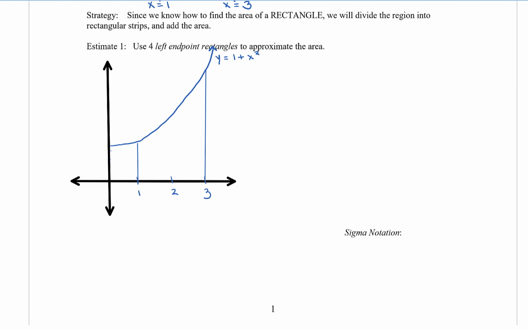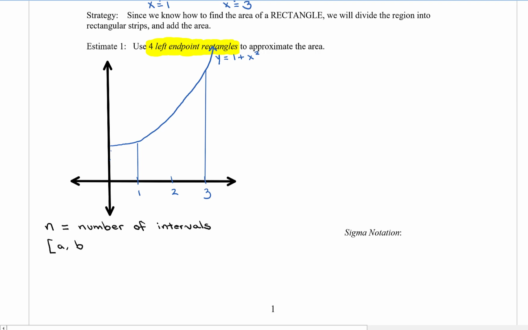And I have labeled my function with y equal to 1 plus x squared. So now that I have my graph here, I am ready to start setting up this problem so that I can find the area, or at least approximate the area. I'm going to need to use 4 left endpoint rectangles, which I have highlighted in yellow. I am first going to label what my n represents. My n is going to represent the number of intervals, or sometimes subintervals, and this is determined by the number of rectangles that we're asked to use. Since we're asked to use 4 left endpoint rectangles, my n is going to be equal to 4.